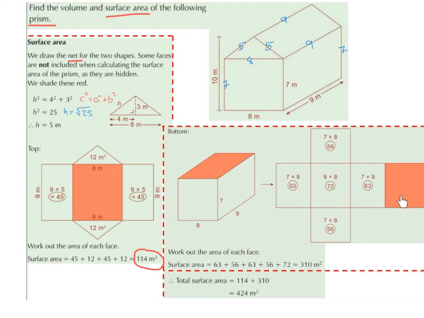And again, we don't need the other red part, which would be the top, because again, it is stuck onto the triangular prism. So we just have to add up these areas, 63 plus 56 plus 63 plus 56 plus 72, and that gives us 310 meters squared. So this is the surface area of the rectangular prism at the bottom, without including the red part. So to get the total surface area of the entire prism, we just add 114 meters squared and 310 meters squared, and we get 424 meters squared.